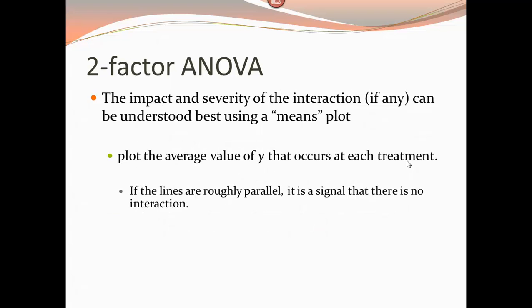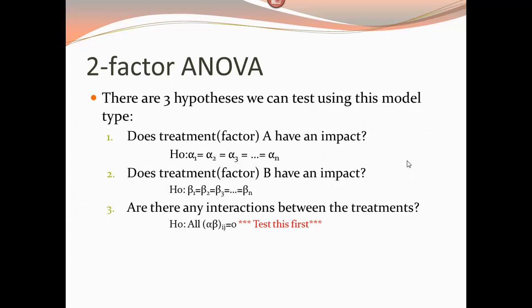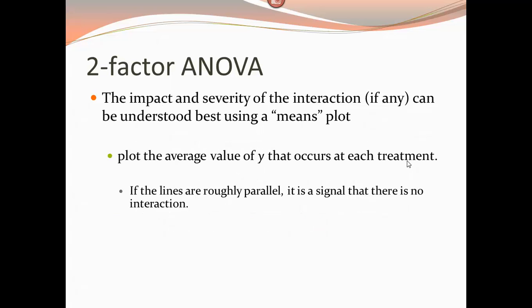The impact or severity of the interaction, if any, can best be understood by looking at a means plot. So you plot the average value of y that occurs for each treatment. If the lines are roughly parallel, it is a signal that there is no interaction. So H0 is going to be there is no interaction, and HA is going to be that there is an interaction.